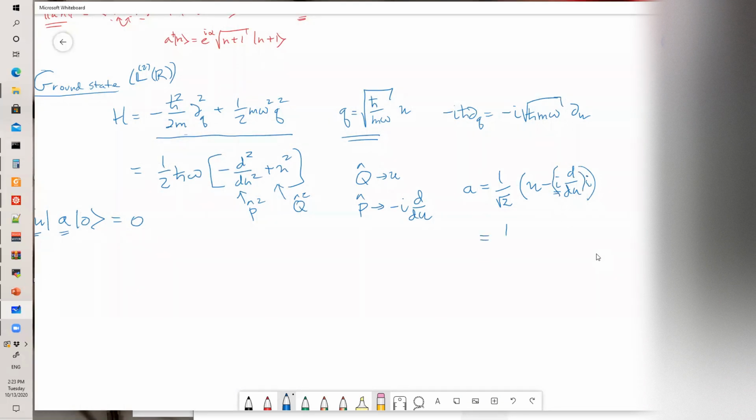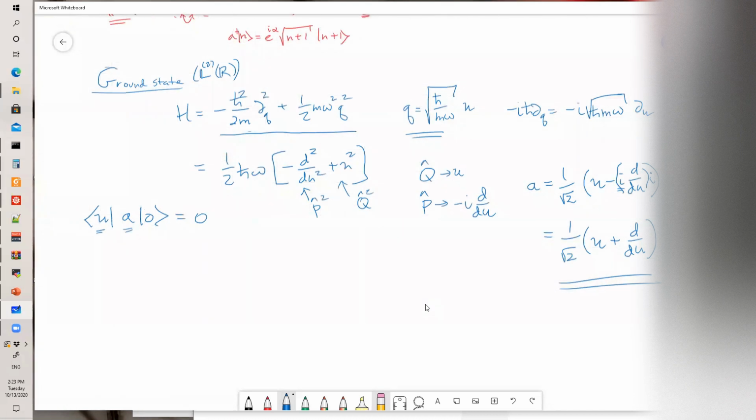Okay, good. This is 1 over square root of 2 U plus D du there. Great. So what does that mean? It means that in position space, this equation is 1 over square root of 2 U plus D du acting on the wave function representing the ground state as a function of U. That has to be equal to 0.